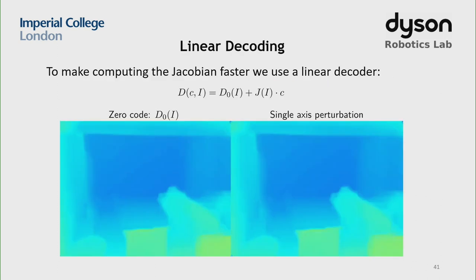As I mentioned, we use a linear decoder for the depth autoencoding network, and that's just to make the optimization process easier, because computing gradients for that decoder is very easy. In that manner, the final depth map just becomes a function of your zero code prediction, which is the effect of the RGB conditioning, plus some factor J, which is the Jacobian or the gradient of that decoder computed at the current estimate, times C, which is the current code value.